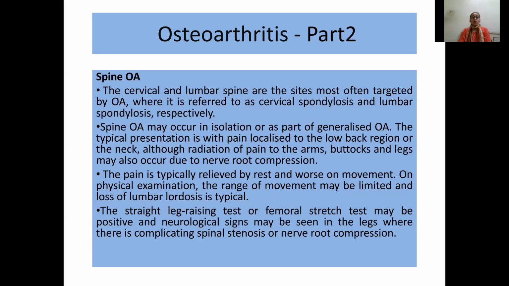So next important osteoarthritis is spine osteoarthritis, very important in cervical spondylosis, and in the lumbar region it is named lumbar spondylosis. The cervical and lumbar spines are the sites most often targeted by OA, and they are referred to as cervical spondylosis and lumbar spondylosis respectively. Spine OA may occur in isolation or as part of generalized OA, and a typical presentation is with pain localized to the low back region or the neck, although radiation of pain to the arms, buttocks, and legs may also occur due to nerve root compression.